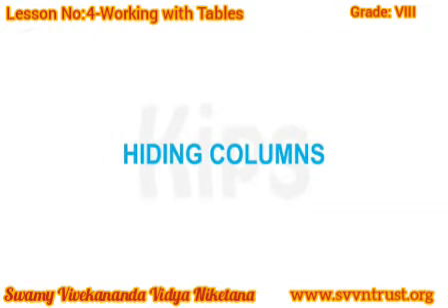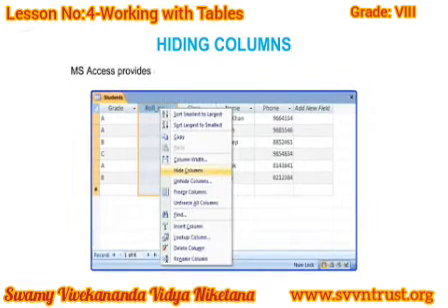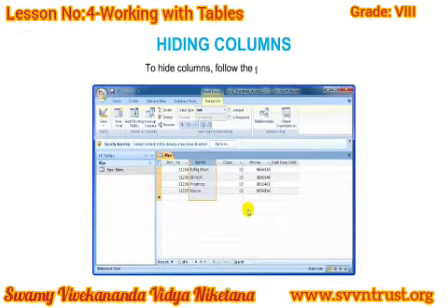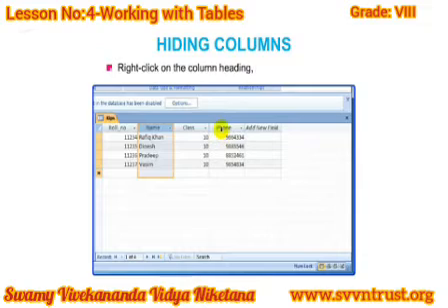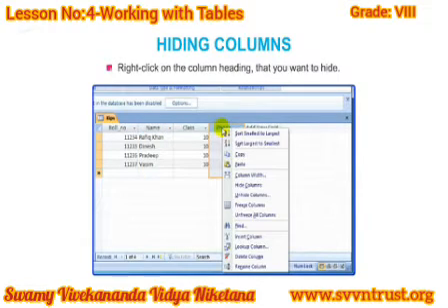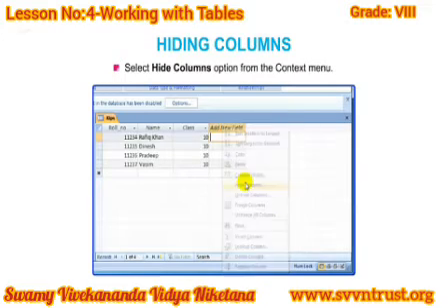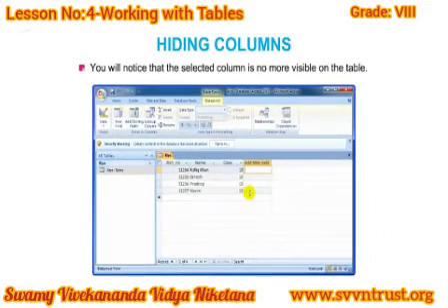Okay students, now we will discuss about hiding column. MS Access provides a feature using which you can temporarily hide columns. To hide columns, follow the given steps. Right-click on the column heading that you want to hide. Select Hide Columns option from the context menu. You will notice that the selected column is no more visible on the table.